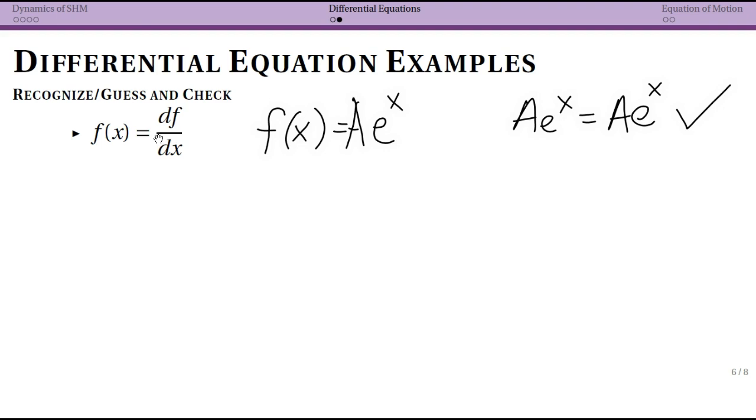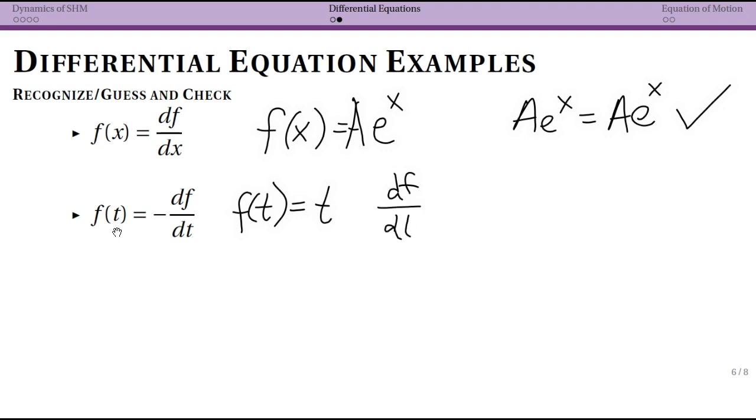Okay, not too hard. So let's do a slightly harder one. Now, my function is a function of t. No big deal. Same thing. Now, the function is equal to its negative derivative. Okay. Well, let's be crazy. Let's try something like maybe f of t equals t. Let's try that. Well, df dt equals 1.